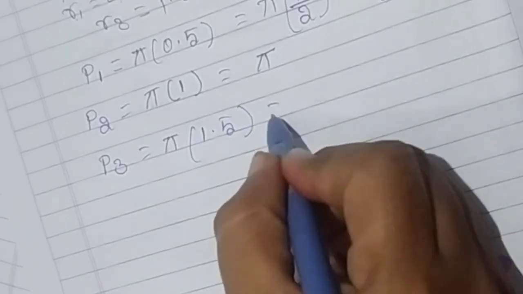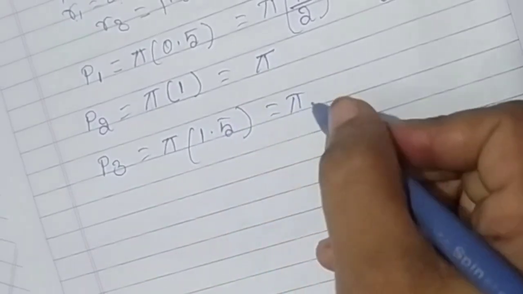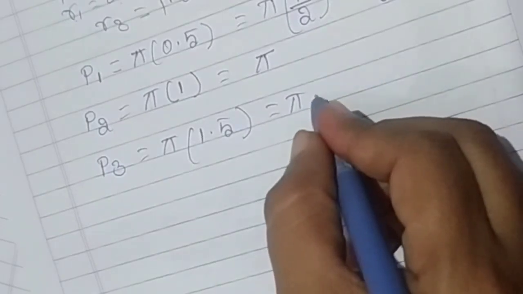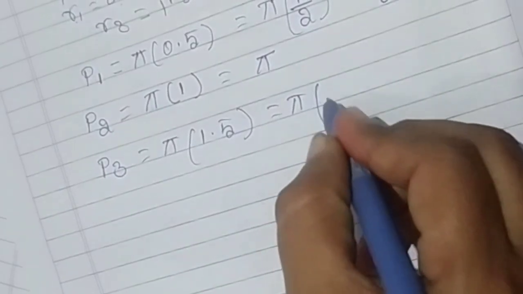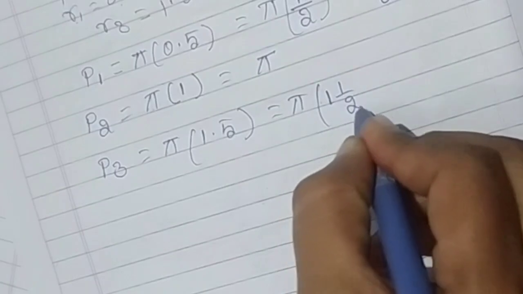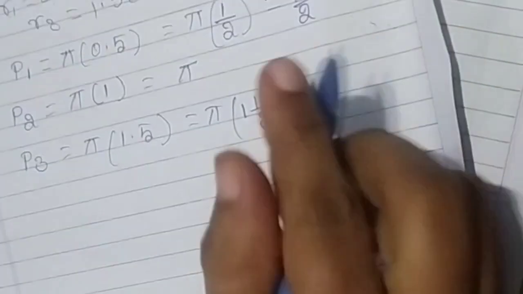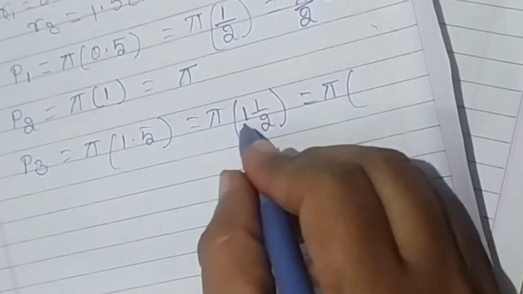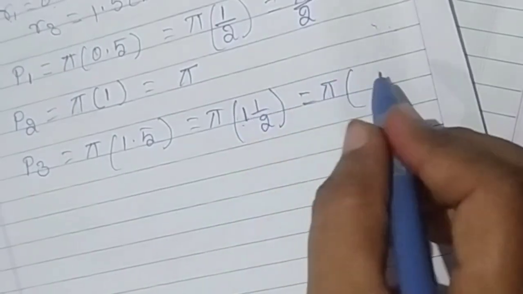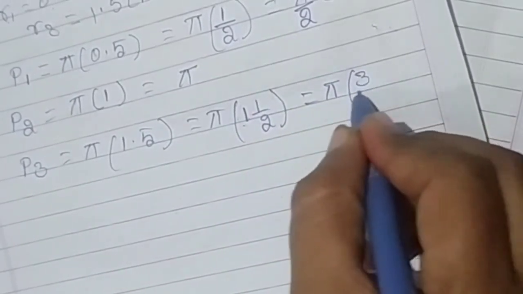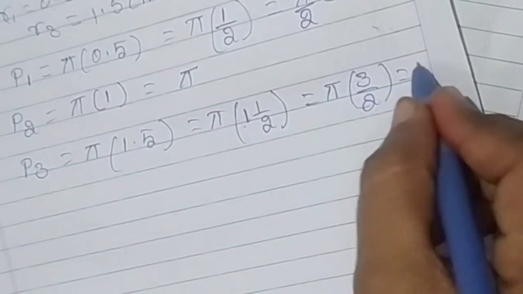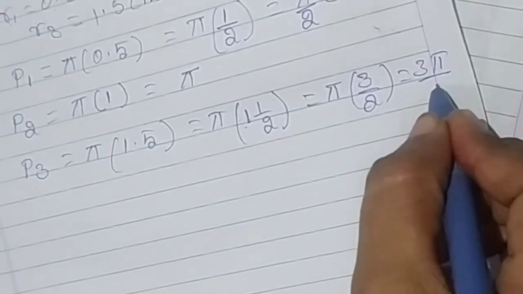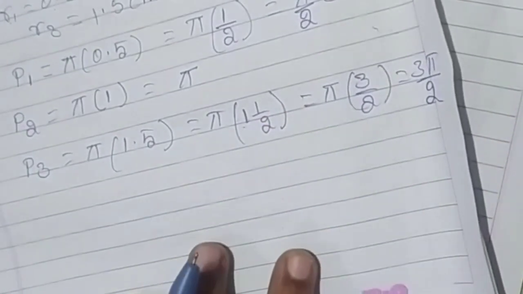1.5. So pi into 1.5 means what? It is 1.5, right? So this one mixed fraction, when we convert into improper fraction, 2 ones are 2 plus 1 is what? 3. So 3 by 2 we will get. So 3 pi by 2 we get it, okay.